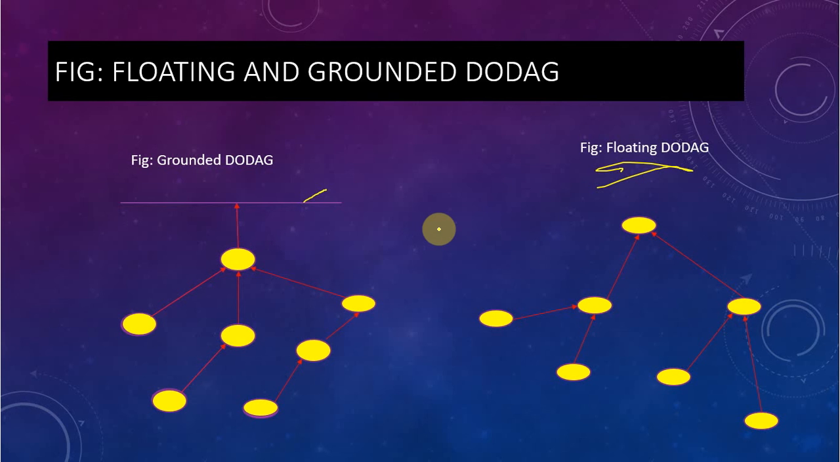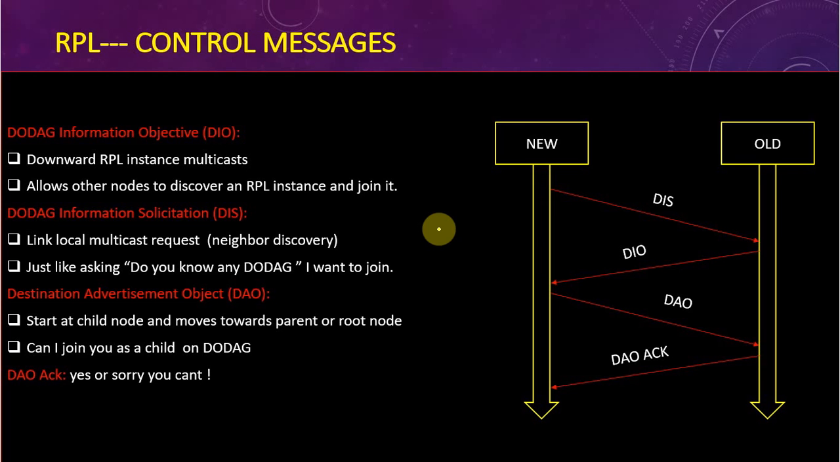So I hope you understood. Now coming to the next topic, that is RPL control messages. How the nodes will be interacting with each other, that is how they are controlling the communication between them. That is very important. We will see later what is meant by new, old, and DIS, DIO, all those things.